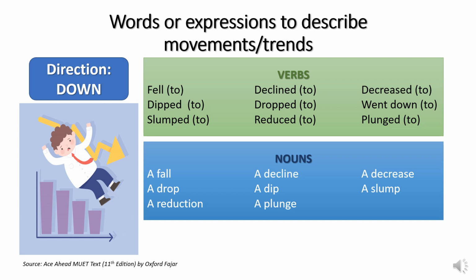Now, normally, what goes up must come down. The same with movements or trends. How do you describe it? If you are using verbs, you can use verbs such as fell to, decline to, decrease to, dip to, drop to, went down to, slump to, reduce to, and plunge. Let's say you want to make it more interesting, but of course it has to be accurate, you can still use nouns such as a fall, a decline, a decrease, a drop, a dip, a slump, a reduction, or a plunge.